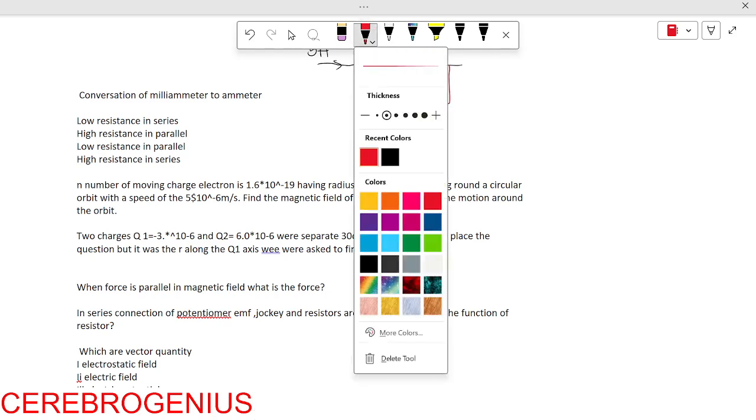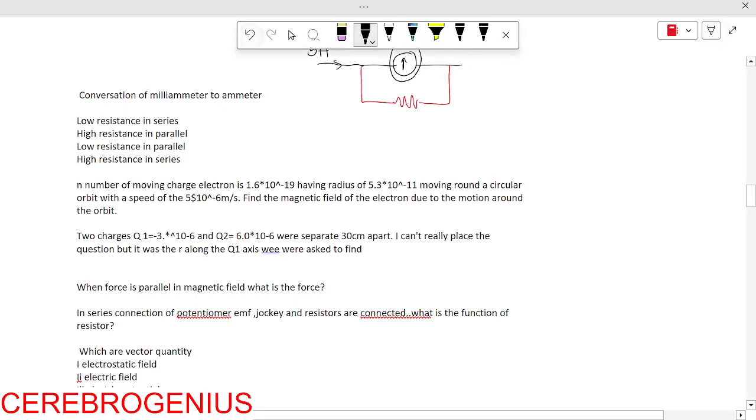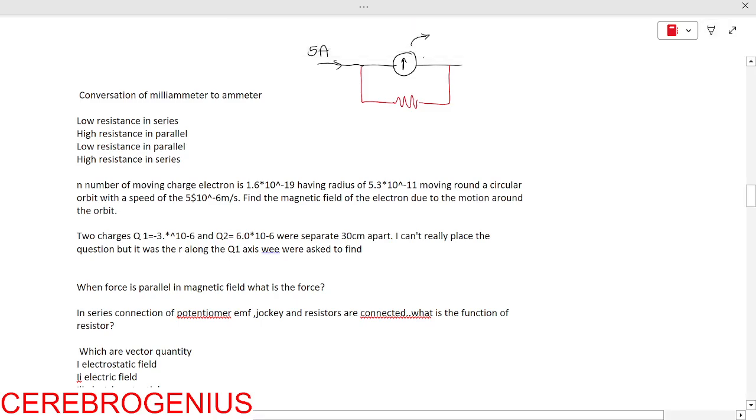Now that resistor that you have connected in parallel, what it does is that maybe this galvanometer cannot read more than, maybe, 5 milliamps, for example. So let's say that's the maximum current it can take, 5 milliamps. What will happen is that when the 5 ampere current is coming, the galvanometer will take the amount it can take, the 5 milliamps. Then the remaining current goes to the shunt.